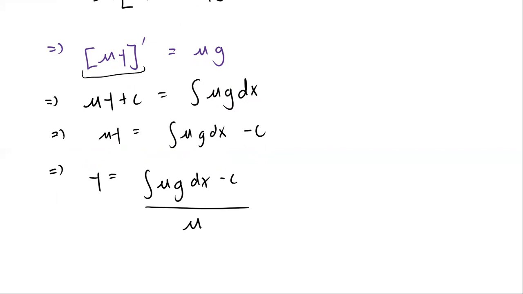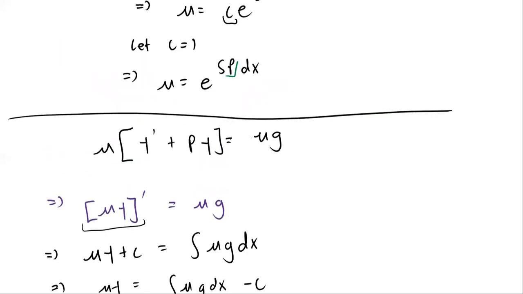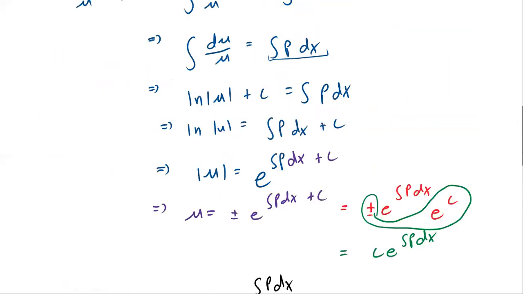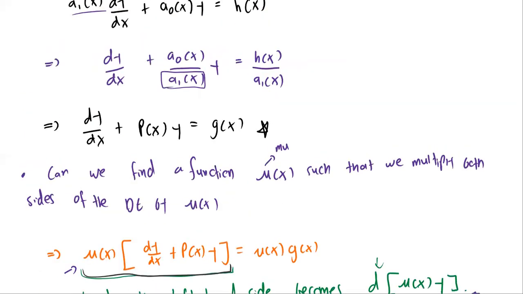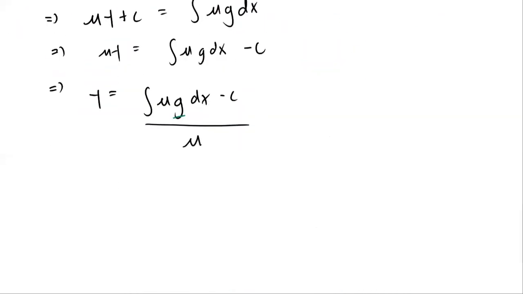Now, everything here we can find because we know what g is. g is whatever is on the right-hand side of the differential equation. Mu is the function which we just found. Mu we can find as long as we can integrate p. We know what p is because it is what's multiplying y in the original differential equation. So there's no function here that's unknown. Everything here is explicitly defined. We know what they are explicitly as functions. So this is an explicit solution for y. Okay? And this is the method.